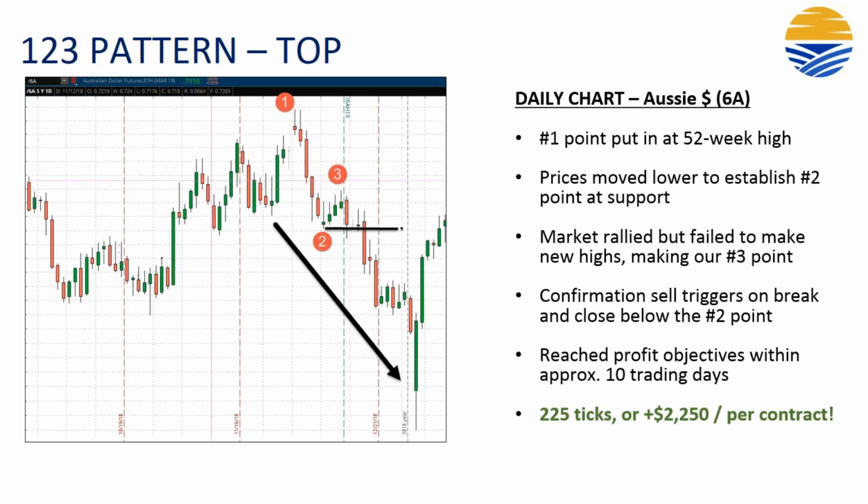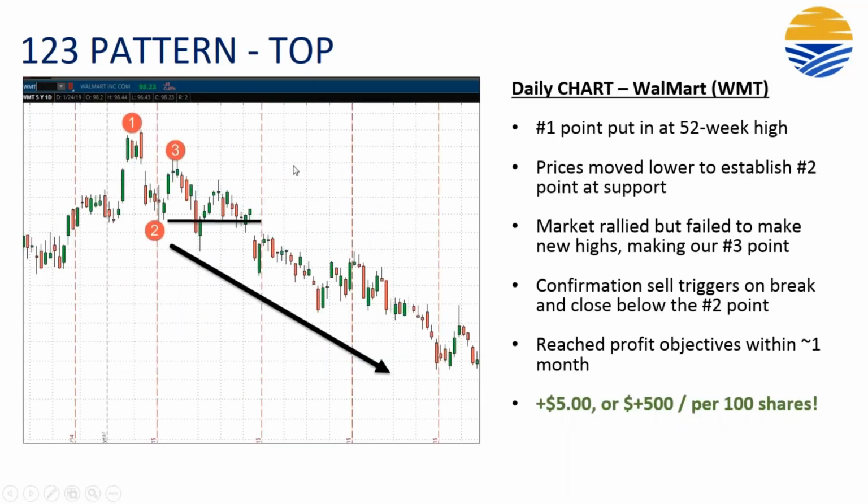Let's look at another one. 1, 2, 3 top in Walmart daily chart. We have a number 1. Why? Because it's a 52-week high. We have a 1, 2, 3.